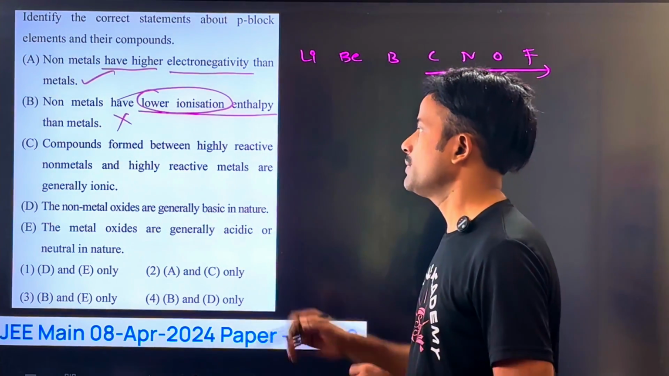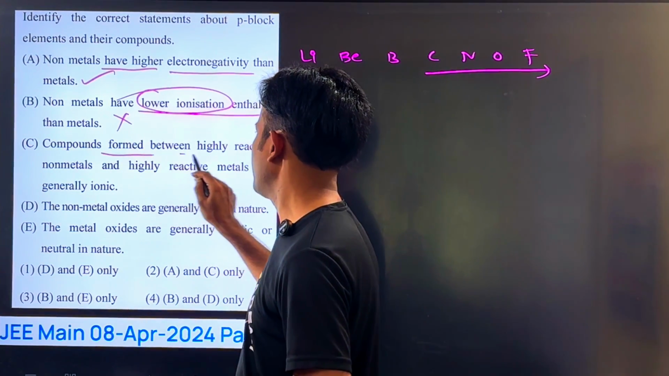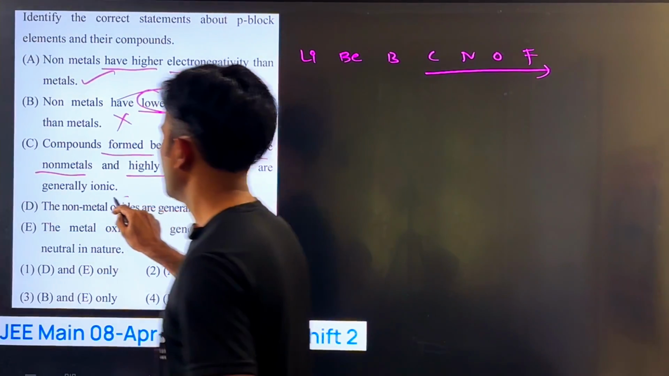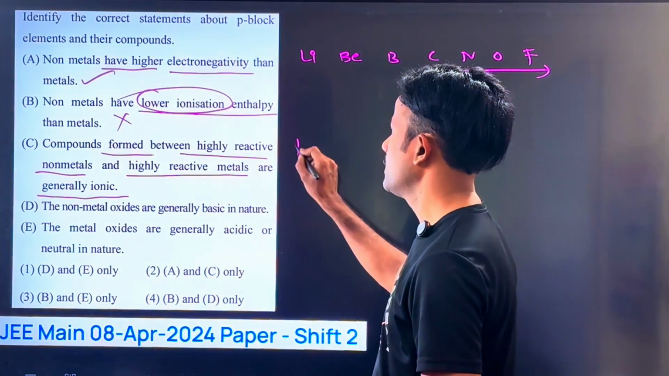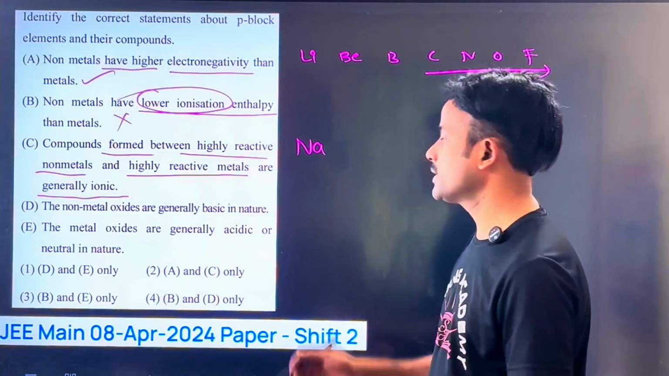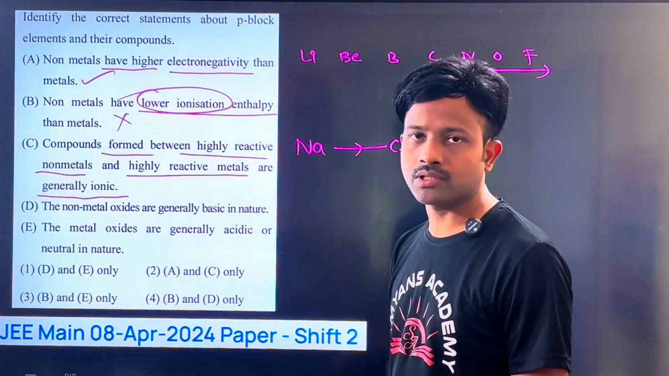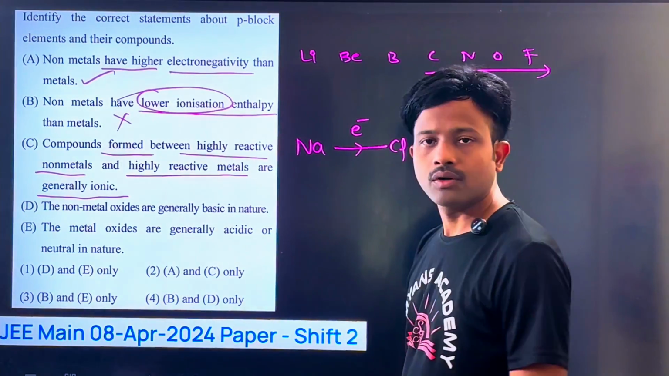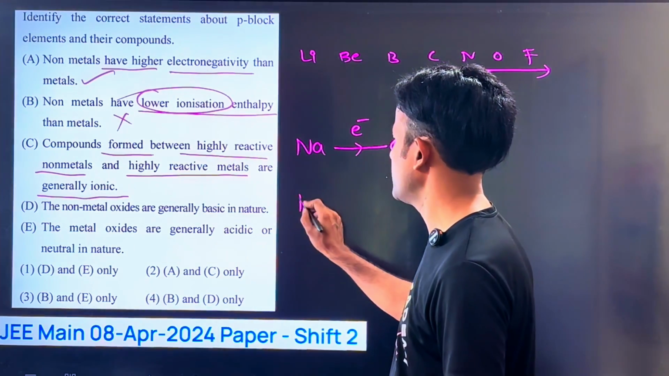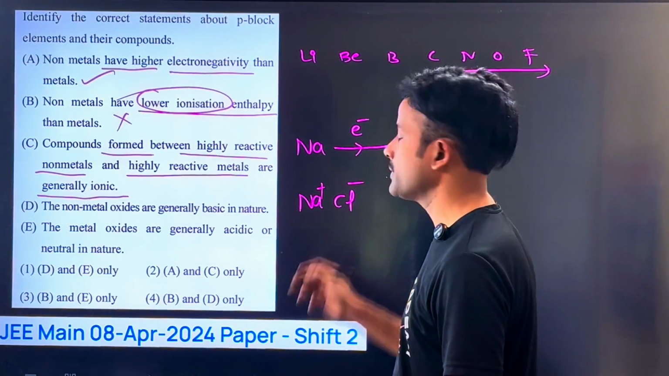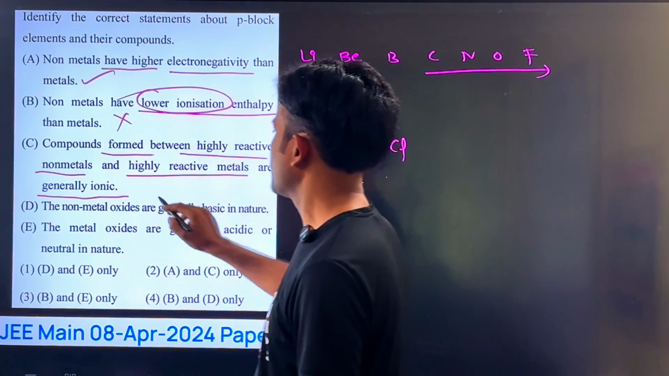Yes or no? Next, compounds formed between highly reactive non-metals and highly reactive metals are generally ionic. Is it correct? Yes. Why? Because a highly reactive metal, for example, is sodium, and a highly reactive non-metal, for example, is chlorine. Sodium readily donates its electron to chlorine because sodium is a more electropositive element. Chlorine is a non-metal, so it can take the electron very easily. After losing an electron, sodium becomes Na+. After gaining an electron, chlorine becomes Cl minus. Due to opposite charges, they form an ionic solid, NaCl. Okay, this is correct.